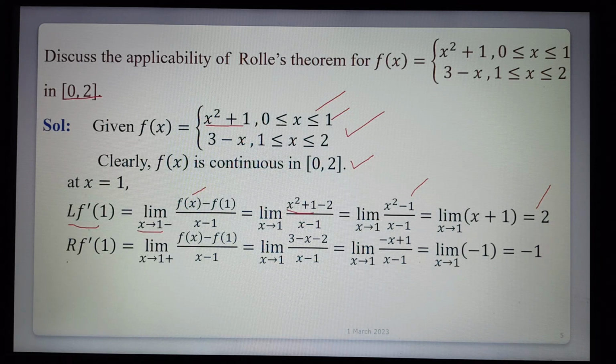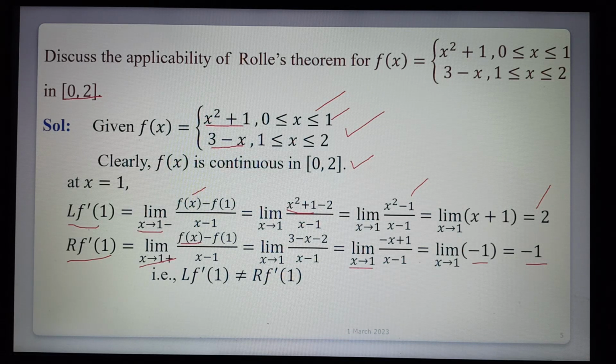Next, the right derivative at x = 1: limit as x tends to 1 plus of (f(x) - f(1))/(x - 1). Here x > 1, so f(x) = 3 - x. So this is (3 - x - 2)/(x - 1). Simplification gives the limit of (-x + 1)/(x - 1). Taking minus common, x-1 cancels, leaving -1. So -1 is the right derivative. Both are not equal.